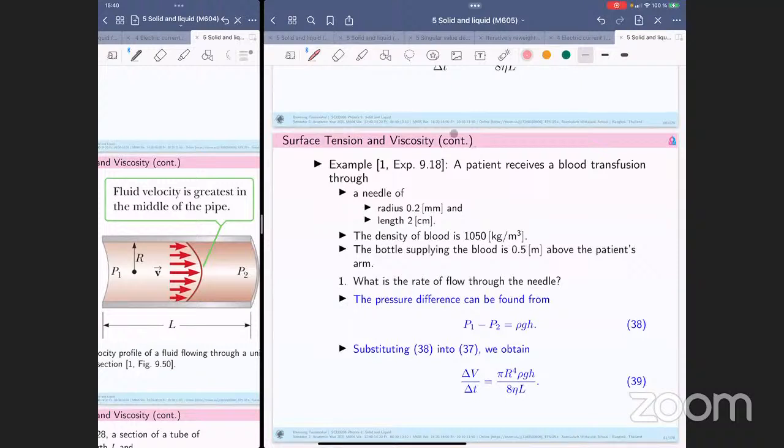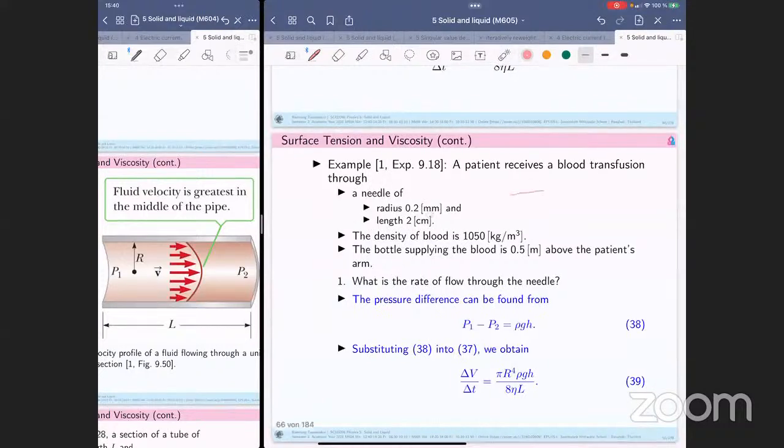We have a patient who receives a blood transfusion. He needs to change his blood in the whole body by plugging a needle into his skin. The needle has a radius of 0.2 millimeter, and the length is 2 centimeters. So the needle is somehow like this.